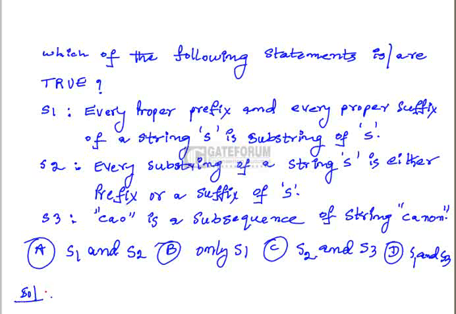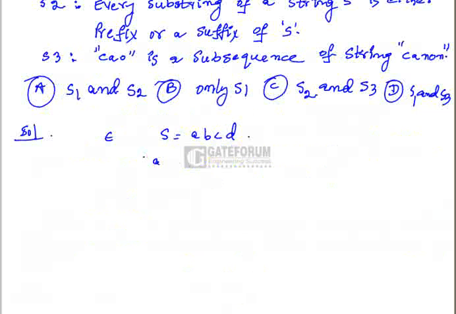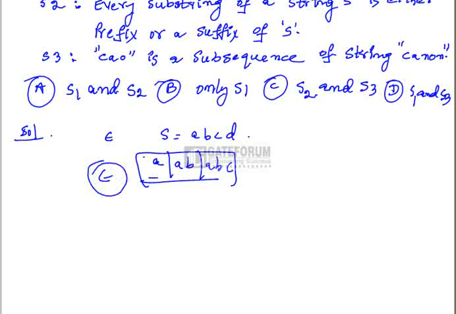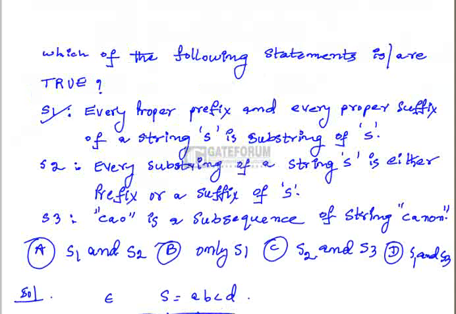The first statement says that every proper prefix and every proper suffix of a string S is a substring of S. For example, take S is equal to ABCD, a string. For this, the proper prefixes are A, AB, ABC. These are proper prefixes. Epsilon is not a proper prefix. So every proper prefix is a substring, because A is a substring, AB is a substring, ABC is also a substring.